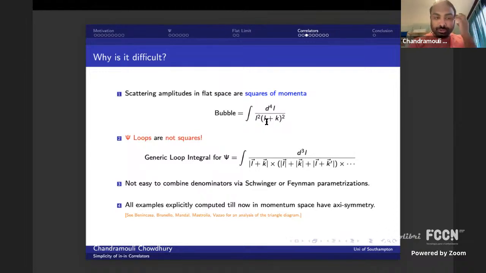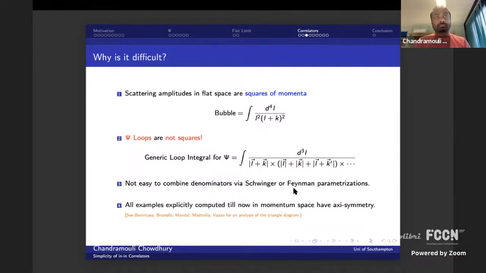But for the wave function, or for the NN correlator, a generic loop integral is not obtained from squares of momenta. Because as I described in the previous slides, you essentially get sums of mods of momenta. And hence a generic loop integral for psi might look like this, where you have sums of mods of momenta, or just moduli of momenta. And when you have objects of this kind, it's not easy to combine the denominators using Schwinger or Feynman parametrization. You would have to deal with this integral in some new way.